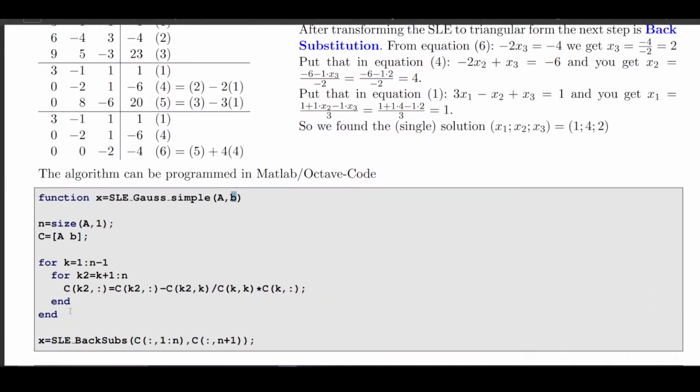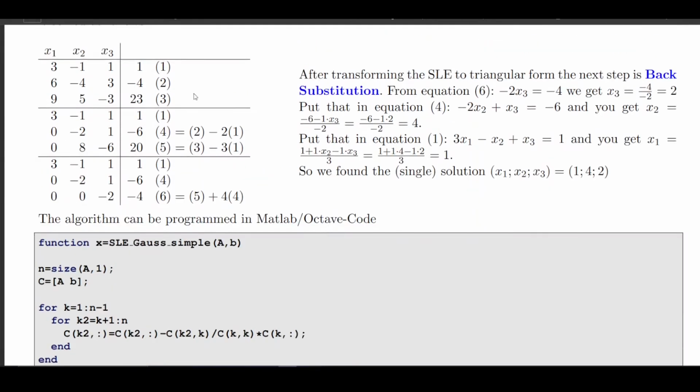So what do we do first? Let's find out how many lines we have in the matrix A, and then let's stick together the coefficient matrix A and the right hand side B. We did the same here on paper. We put 3, -1, 1, 1 together, and we used that line, but forget that line, we don't need it. So this is the matrix C.